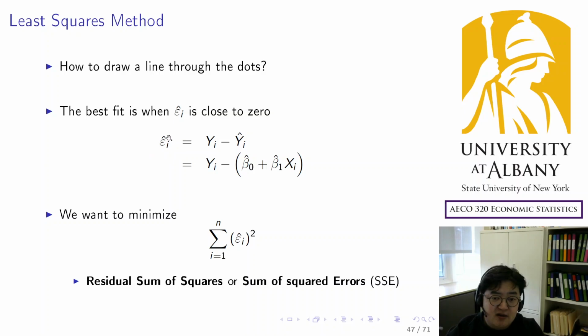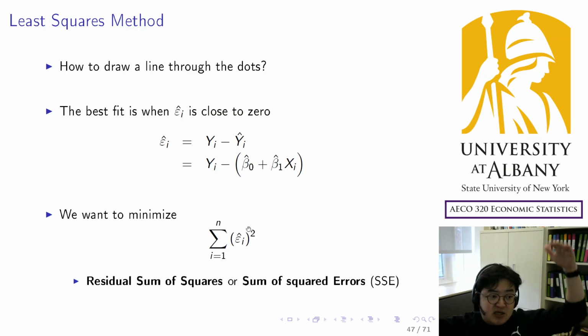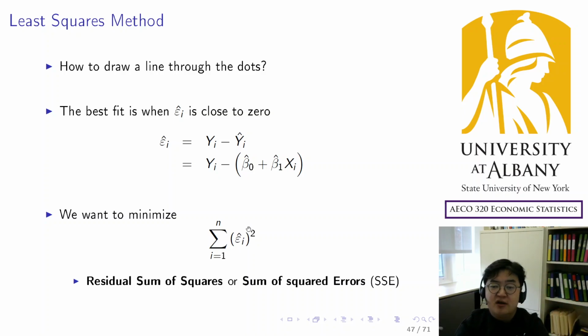To do that, we will take square of that. We will take square of epsilon. So, to minimize the squared epsilon, you have to make epsilon close to 0, right? Epsilon squared will be minimized at 0 because a quadratic function looks like this, so it is always minimized at 0.